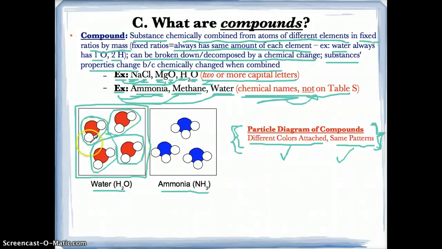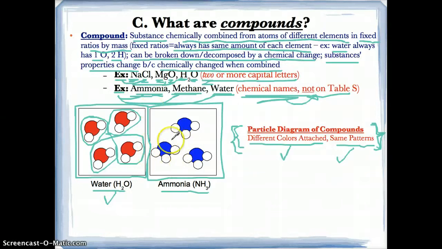We know this is a particle diagram of a compound just based on the fact that we have different colors attached, red and white, and that we have the same pattern throughout: one red sphere attached to two white spheres. So water is definitely a compound. Even without looking at its chemical name or formula, we can tell just based on the particle diagram. For ammonia, we can also tell it's a compound just based on its particle diagram, without even looking at its chemical name, its chemical formula, or its chemical symbols.